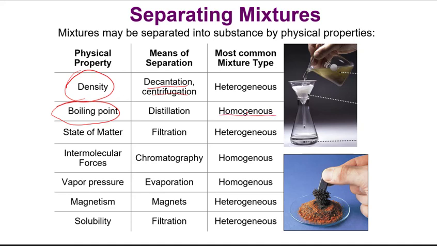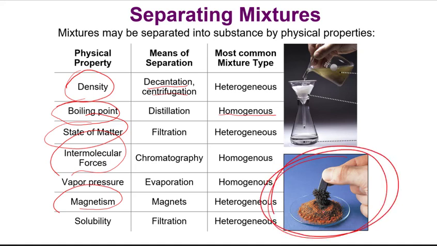Let's say I had alcohol and water together. They have different boiling points, so I could heat them up, and the alcohol, with its lower boiling point, would boil off, and we would be left with the water, so we could separate the mixture that way. We can separate by the state of matter, by intermolecular forces, by magnetism. Let's say over here I've got an example of a mixture, and I was able to simply take a magnet and get the iron filings separated from that mixture.